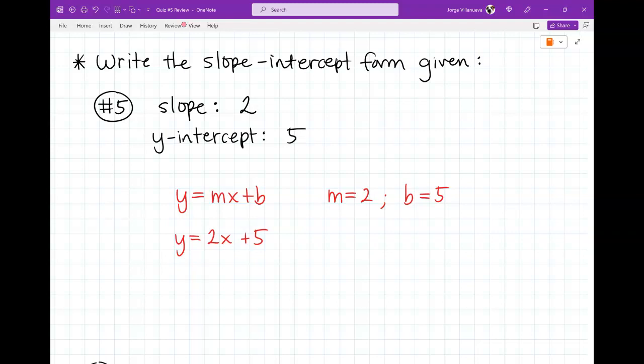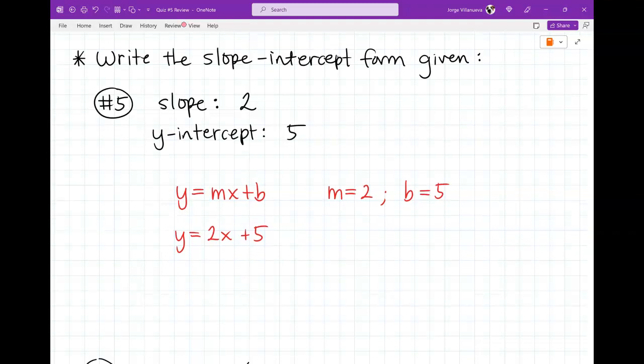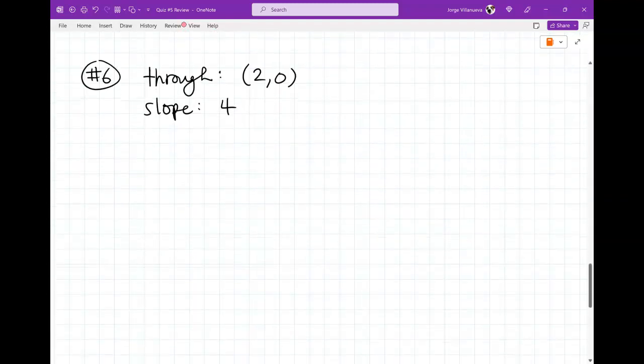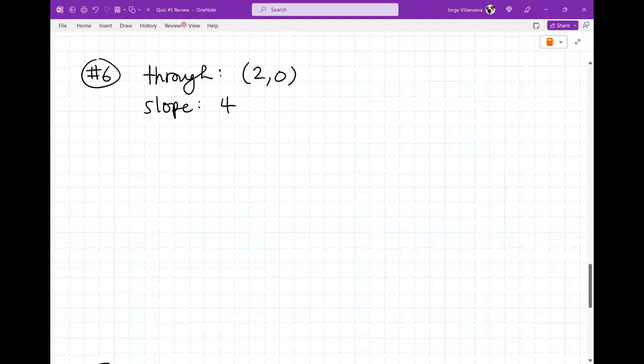All right, so that's the first type. So you're going to write it in slope intercept form. If I give you the slope and the intercept, that should be really quick. Then they give you the slope and a point. Okay, so this is the one where you're supposed to get all your information and plug it into a formula and then rewrite it in y equals mx plus b.